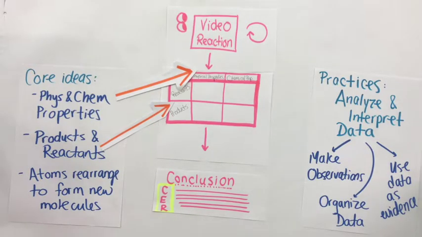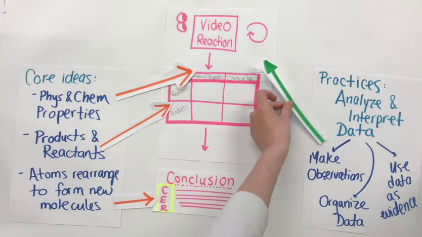The third core idea is that atoms rearrange to form new molecules. We look to see if they understand that by looking at the reasoning component of their conclusion. So in order to justify their claim that a chemical reaction has occurred, they need to explain that what's actually happening there is that the atoms are rearranging to form new molecules.